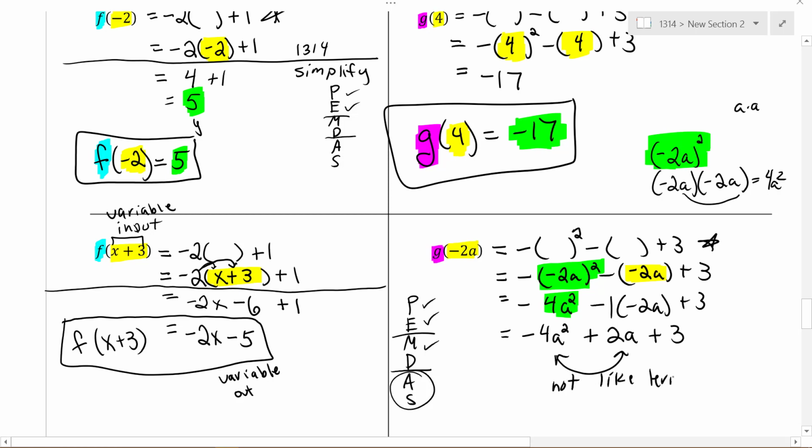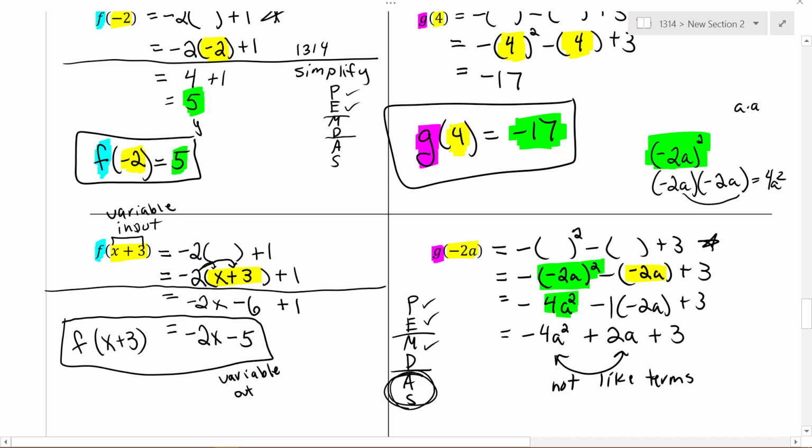You cannot add those terms. They're not like terms. In order for terms to be combined, so in order for you to add or subtract things, they have to have exactly the same variable portion. So if this term has a squared and this term has a, then those are not like terms. They do not have exactly the same variable portion.